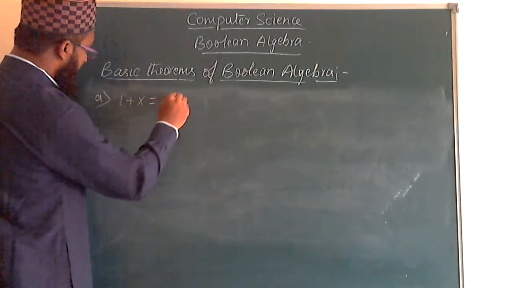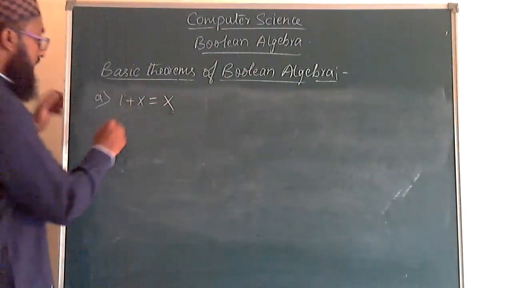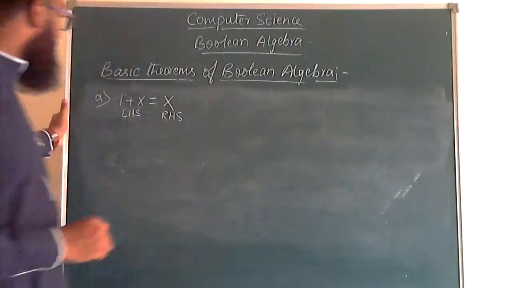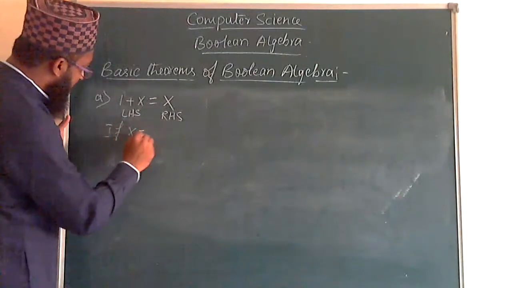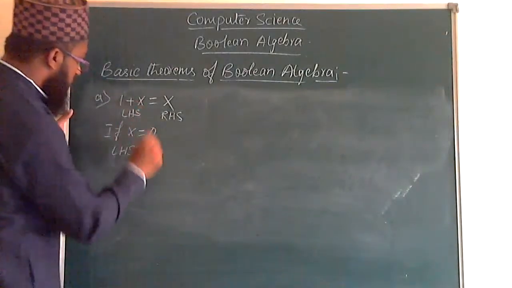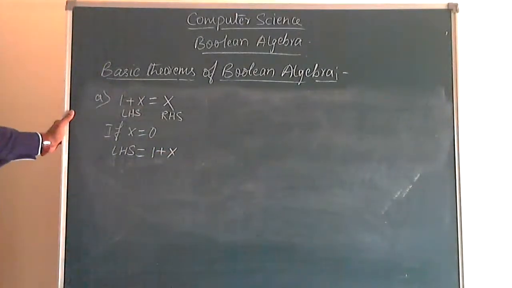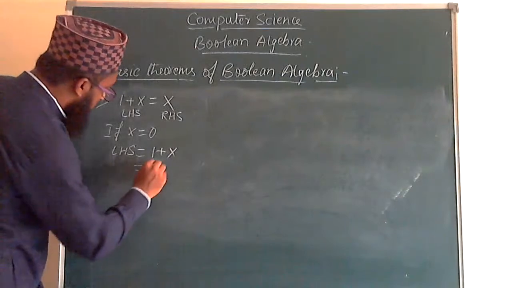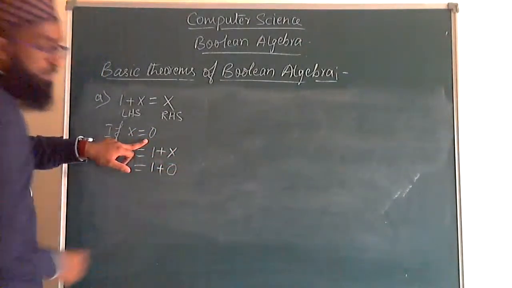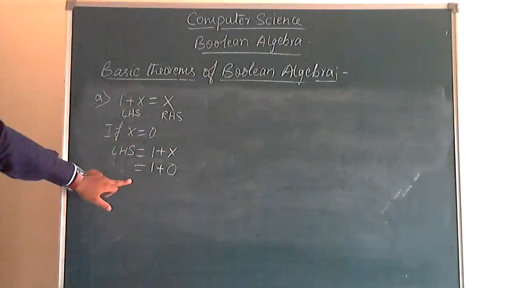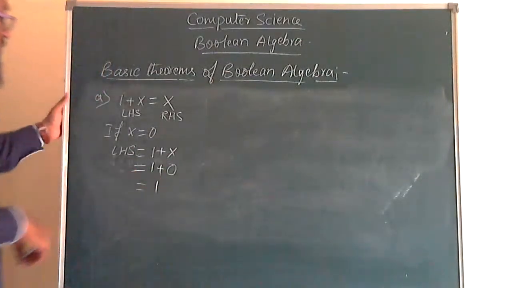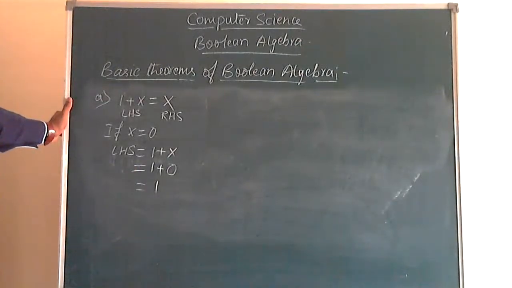1 plus x is equal to 1. Take this as LHS and this one as RHS. If x is equal to 0, first we will take x as 0, then LHS is equal to 1 plus x, which is equal to 1 plus, what's the value of x here? The value of x is 0. We will take this as 0. So 1 plus 0 is equal to 1.